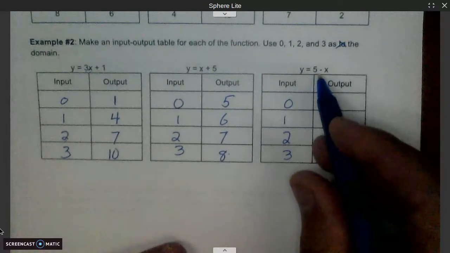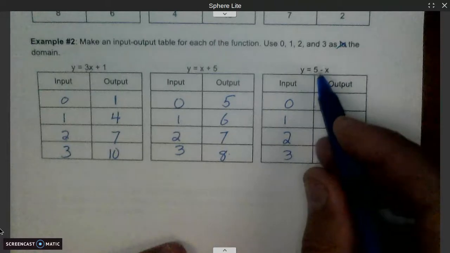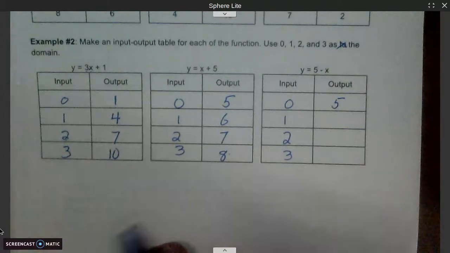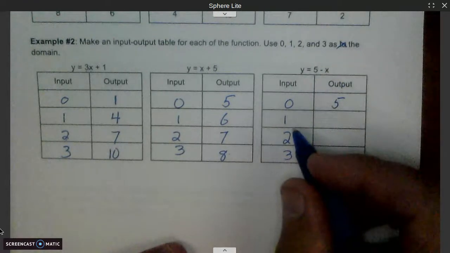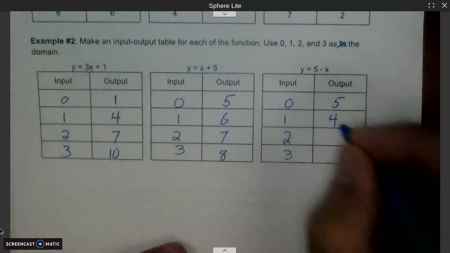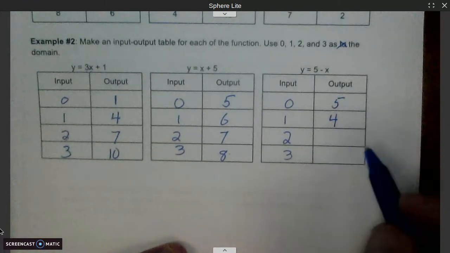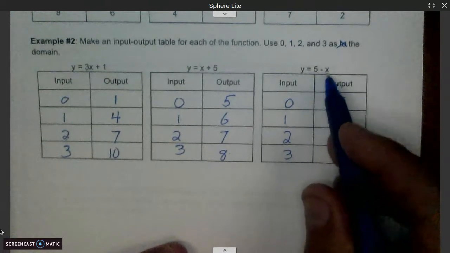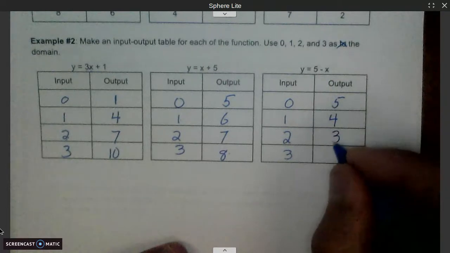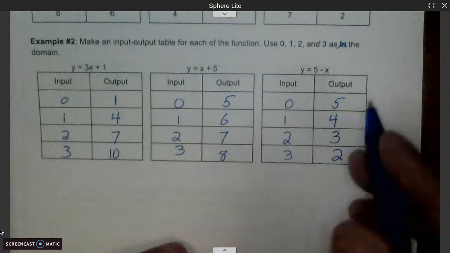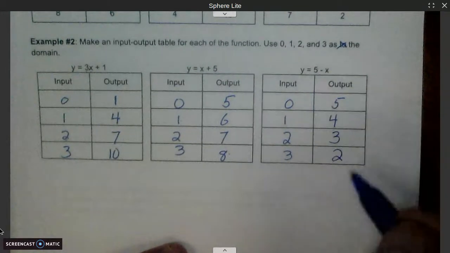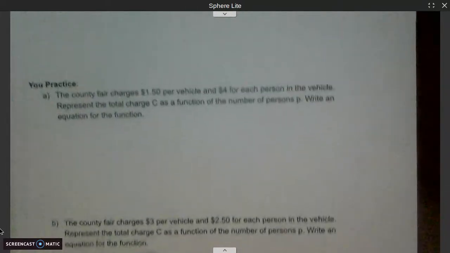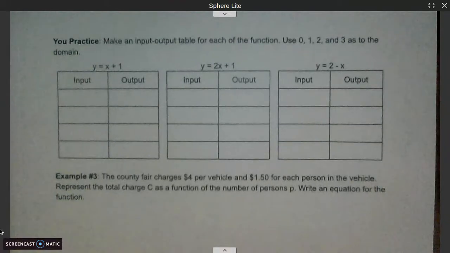In this case, my input, I'm going to plug in 0. 5 minus 0 is 5. 5 minus 1 is 4. Looks like it's decreasing by 1, so this is probably going to be a 3, but let's just check. 5 minus 2 is in fact 3, and this will be a 2 because 5 minus 3 is 2. Go ahead and try the you-practice.